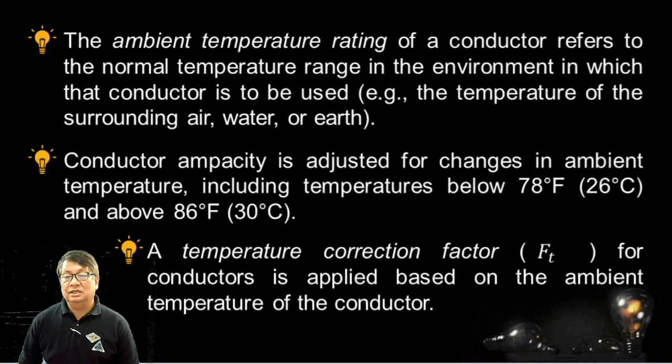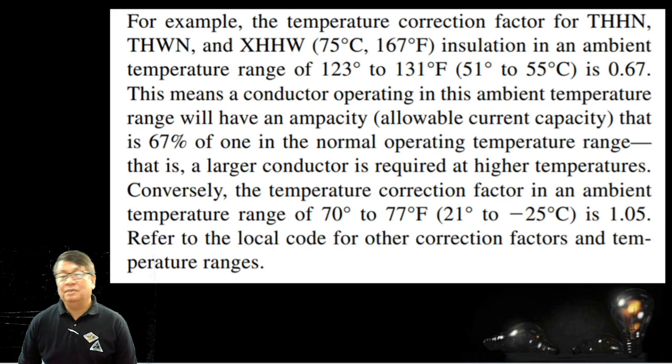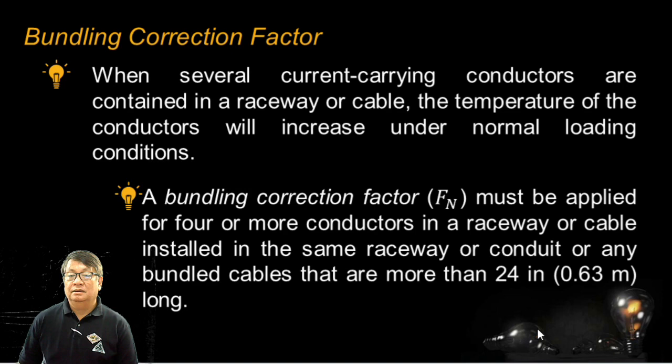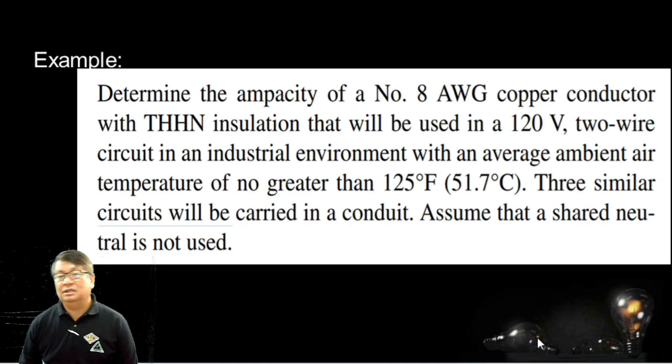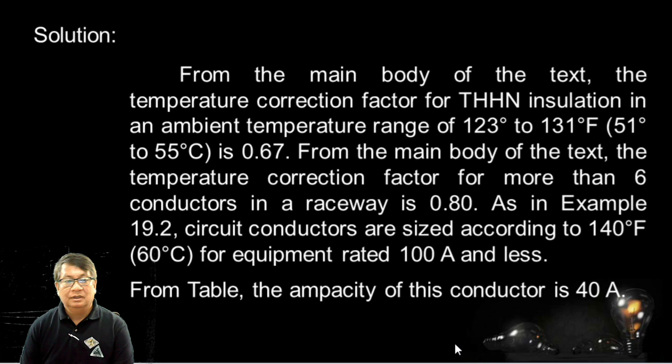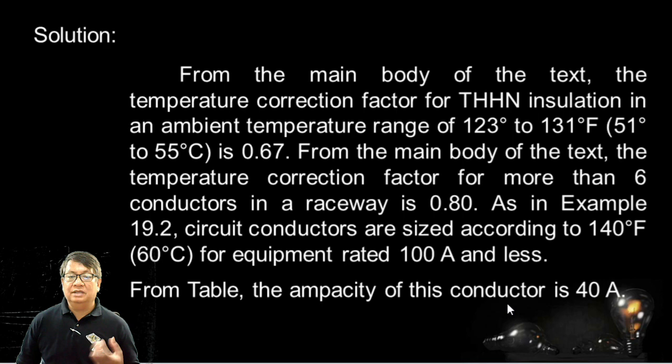So these are some examples of temperature correction for THHN. We have this example: determine the ampacity of the number 8. Madali lang yan, and nandun yan sa table. We have this factor for the ambient temperature range of 0.67. The correction factor also for 6 conductors in a raceway is 0.8. So we will be able to know the temperature range and of course the raceway.